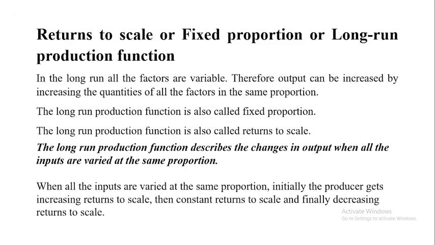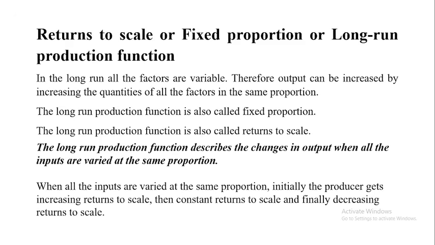So if you want to increase production in the long run, we can increase the quantities of all these inputs in the same proportion. We can increase the number of machines, number of buildings, number of workers. So all inputs are varied in the same proportion. So factor proportion remains the same. That is why the long run production function is called fixed proportion.